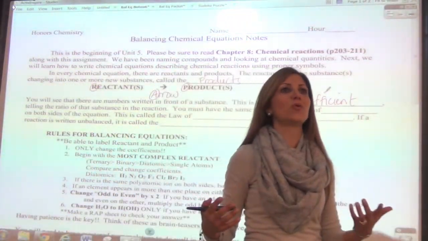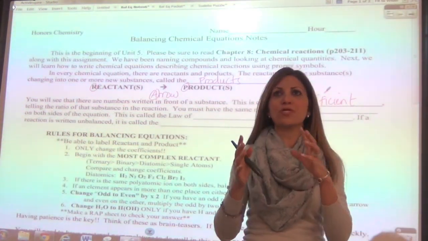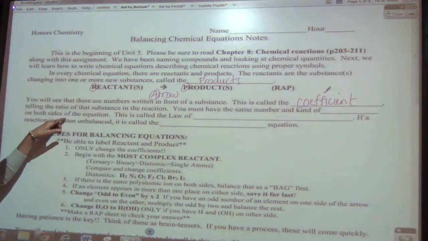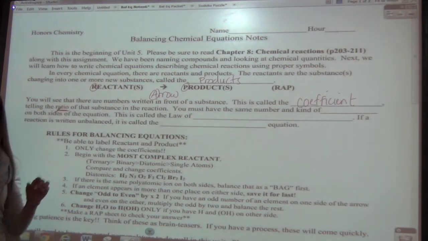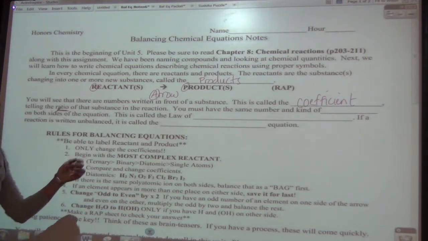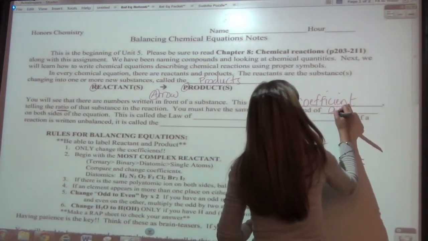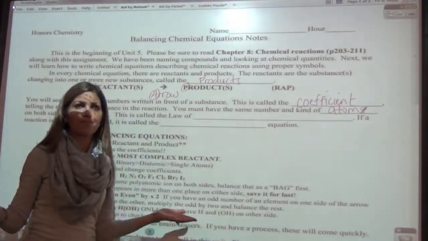We went through the naming rules. Once you have a formula set and it's named properly, you can no longer change the subscripts. The only thing you're going to change is the coefficient, which is the number in front. It gives you the ratio of the substance in the reaction. You must have the same number and kind of atoms or elements on both sides of the equation.